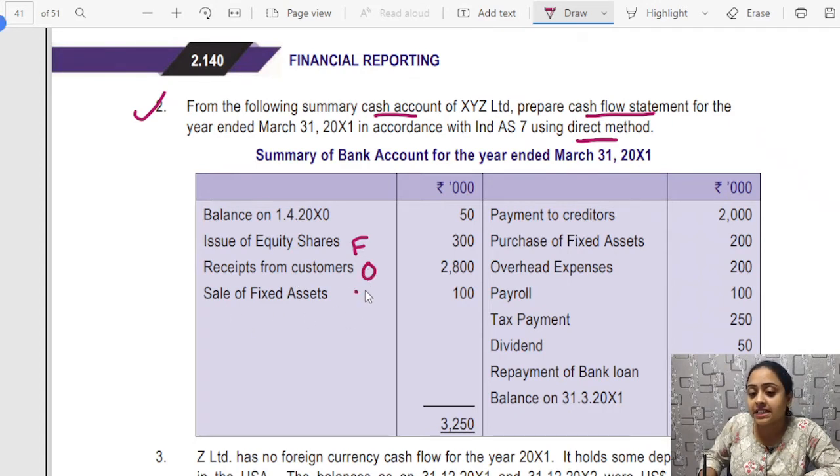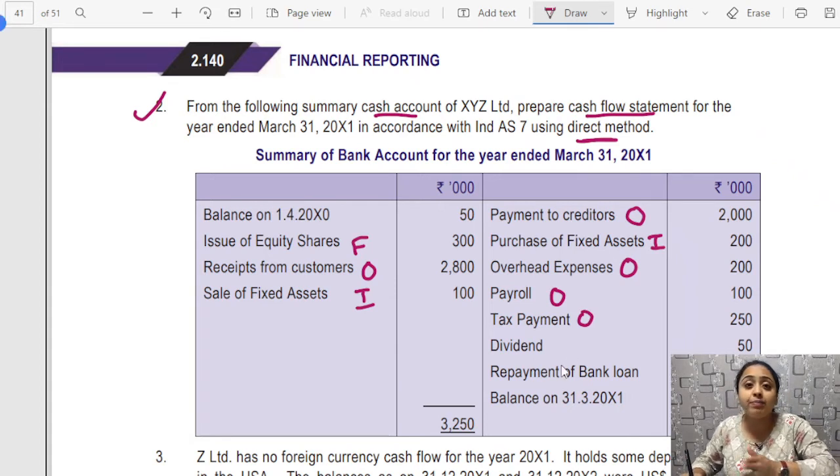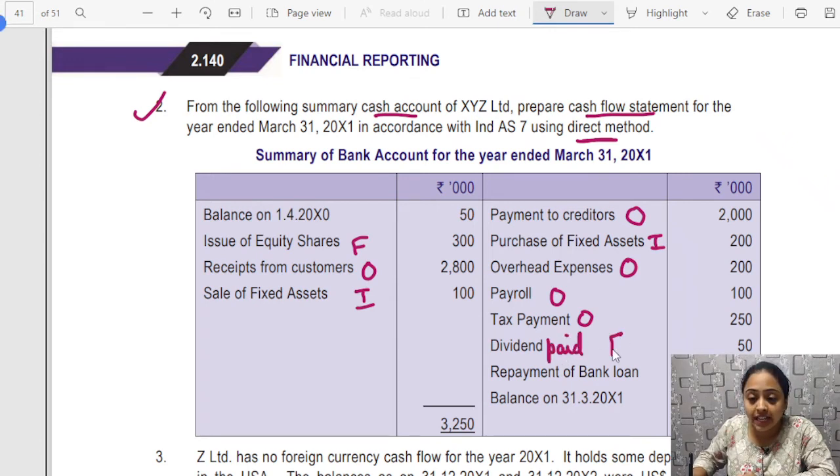Sale of fixed asset is investing activity. Payment to creditors is operating activity. Purchase of fixed asset is investing activity. Overhead expenses, operating. Payroll, operating. Tax payment, operating. Dividend has been paid. Dividend paid is an outflow, and this is financing activity. Repayment of bank loan, financing activity, and then the closing balance.